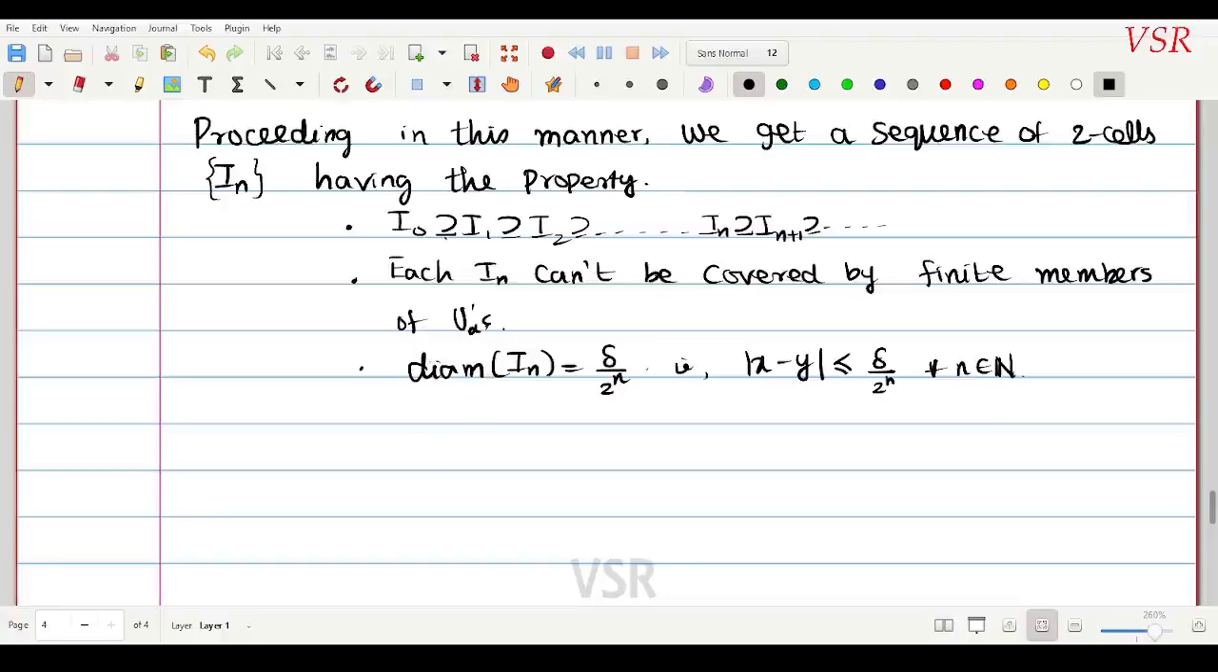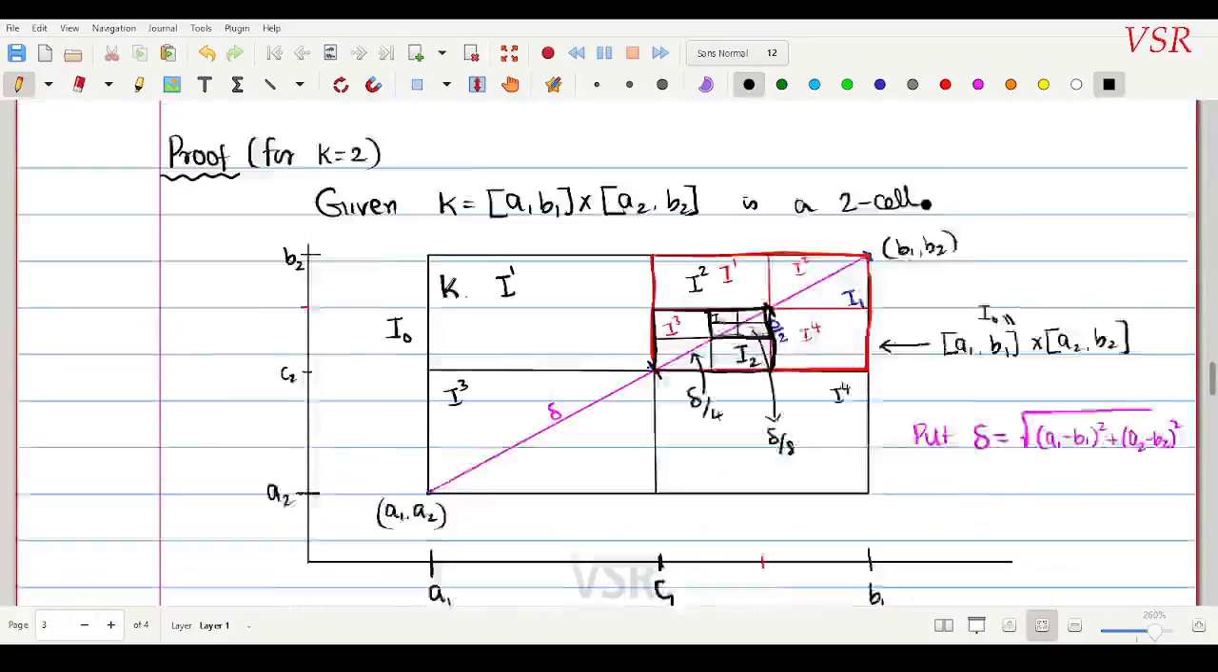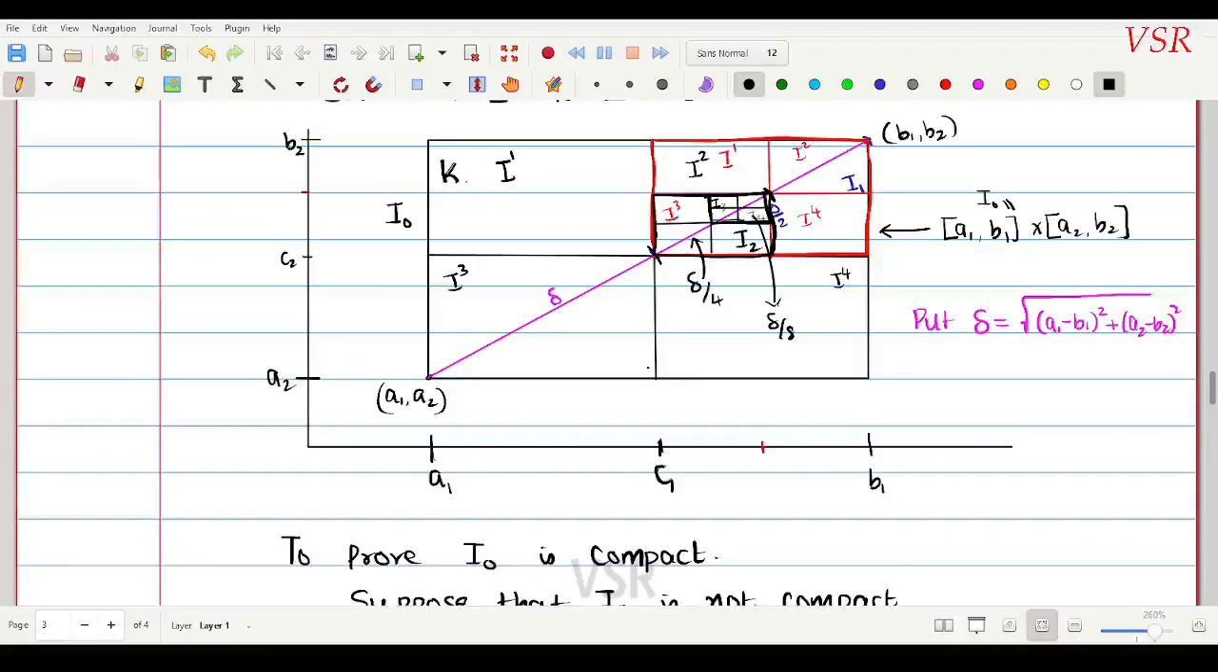After this, I am going to give a contribution, it is the same, no problem. Okay, so in this case what have I done? We have constructed a sequence of 2-cells. Number 1, this is a decreasing sequence of 2-cells. Number 2, each In cannot be covered by finite members of U alphas. And number 3, the diameter of In is equal to delta divided by 2 to the power n. That is how we conclude. For this construction I drew a picture and explained it. Okay, now let us come back to the original theorem.